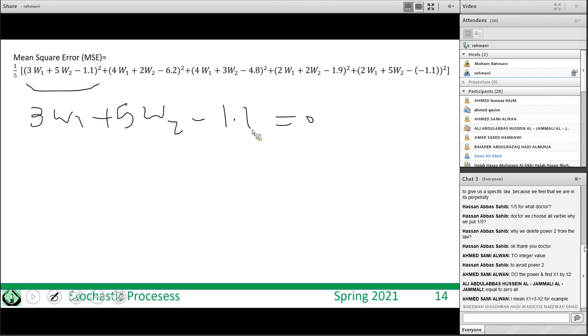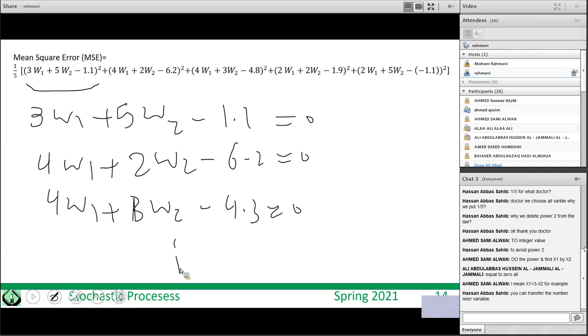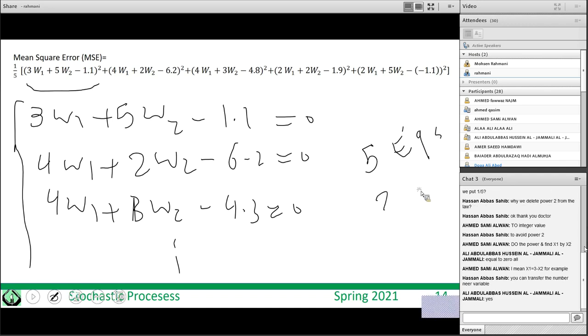I can say W2 minus 1.1, 4W1 plus 2W2 minus 6.2 is 0. 4W1 plus 3W2 minus 4.3 is 0. And you mean this? Can you solve this? You have 5 equations and you have 2 variables. You can't solve this.